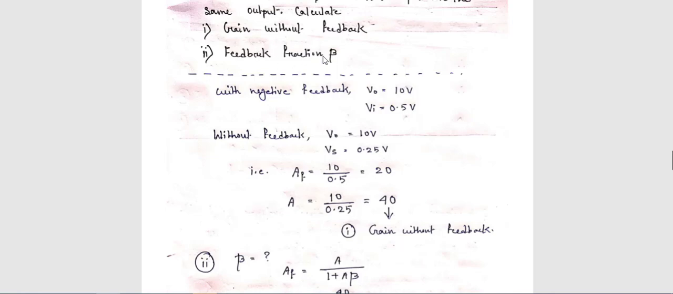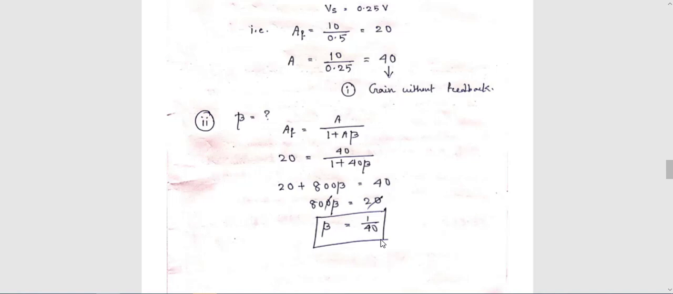Next question, feedback fraction. Feedback fraction means feedback ratio. So what is your feedback ratio? To calculate the feedback ratio, you have to use this formula. We know AF is equal to A by 1 plus A beta. Now AF is known to us, A is known to us. So what is beta? Just calculate this. Your beta is equal to 1 by 40.